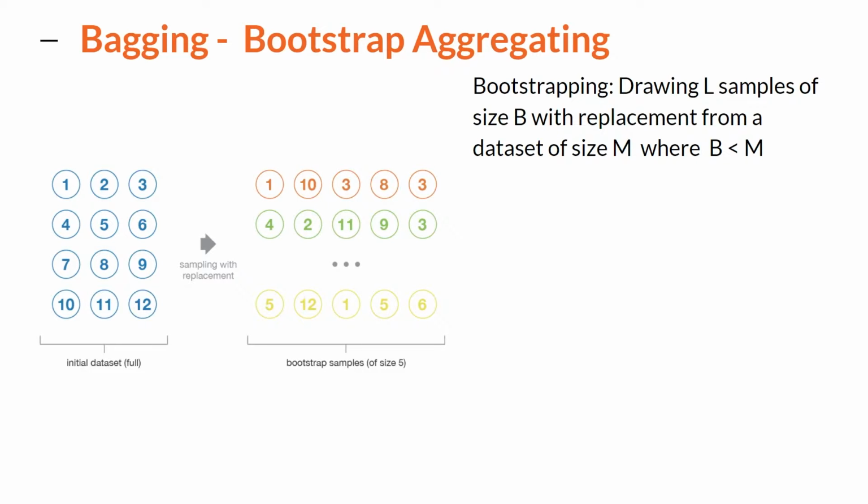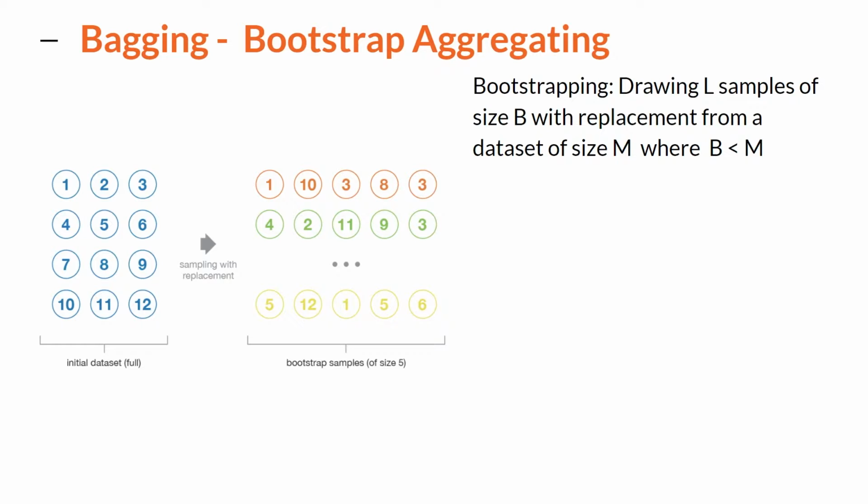So let me direct your attention to this example where we have an initial data set of size 12. So M equals 12. It's the 12 numbers in blue here. And from that data set of size 12, you're taking bootstrap samples of size 5. So B equals 5 in this case. So the first sample you have 1, 10, 3, 8, and 3. So you have 3 in there twice. That's because you're drawing these samples with replacement.